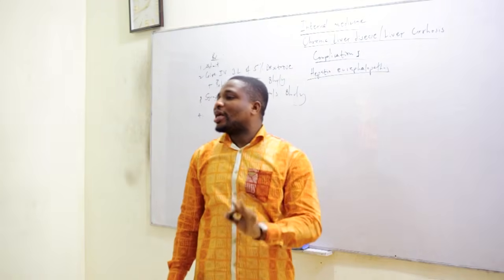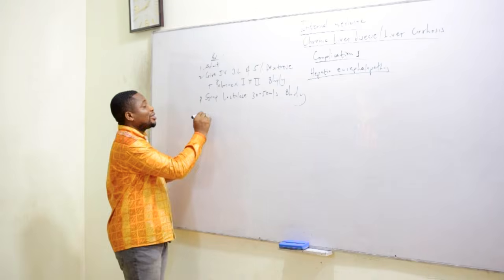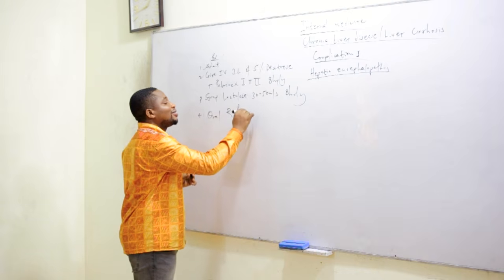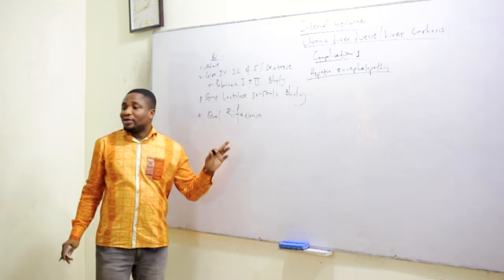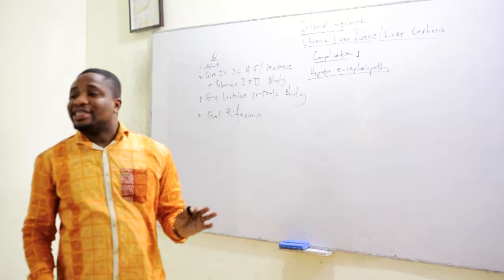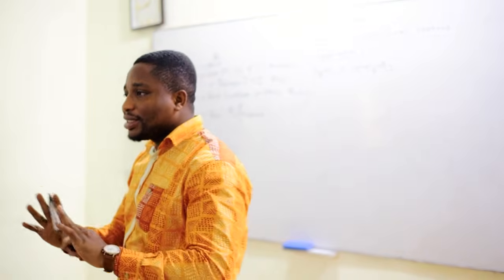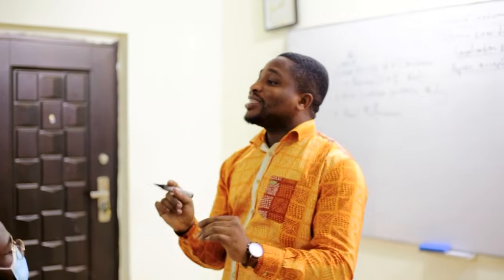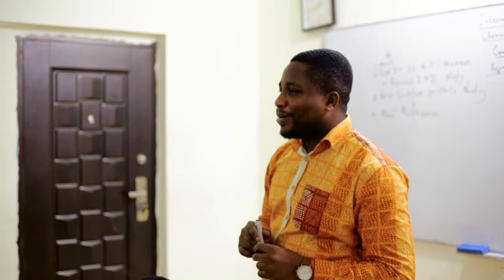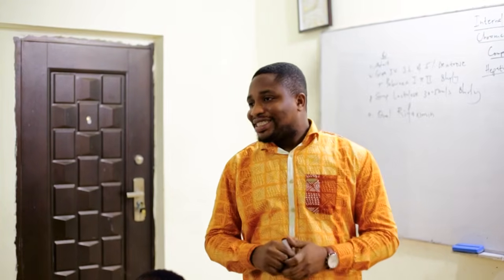The next one, what are we going to give? We are going to give what we call oral rifaximin. Please don't forget. Let me tell you the secret: oral rifaximin is the antibiotic of choice in hepatic encephalopathy. Which one of the following is the antibiotic of choice in hepatic encephalopathy?